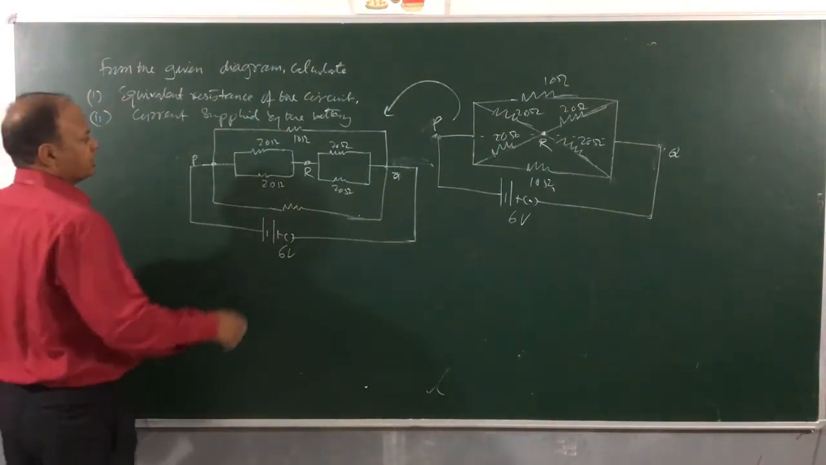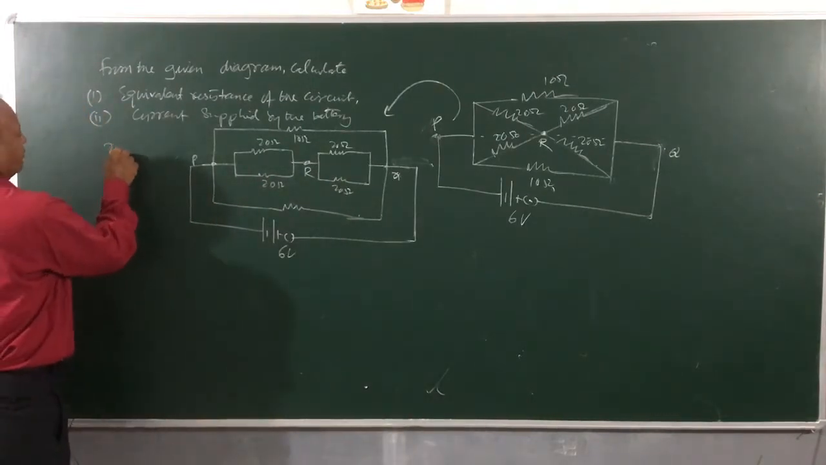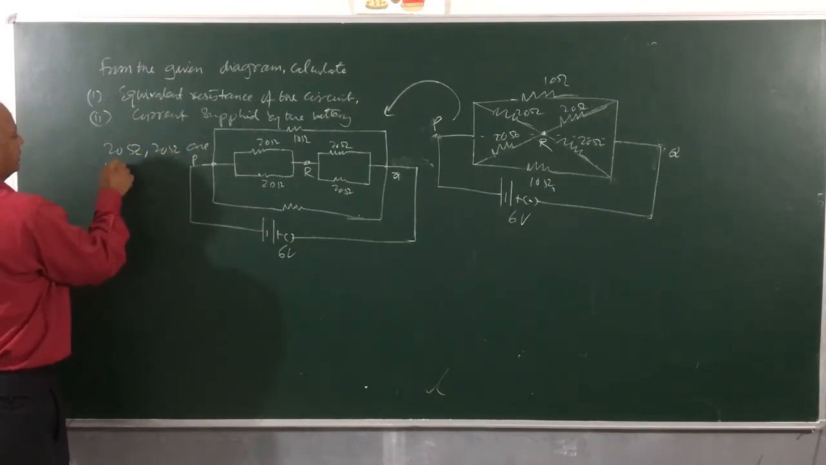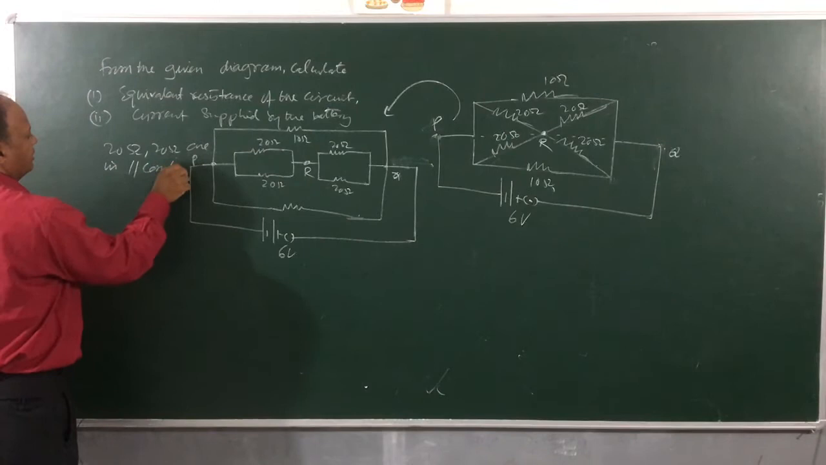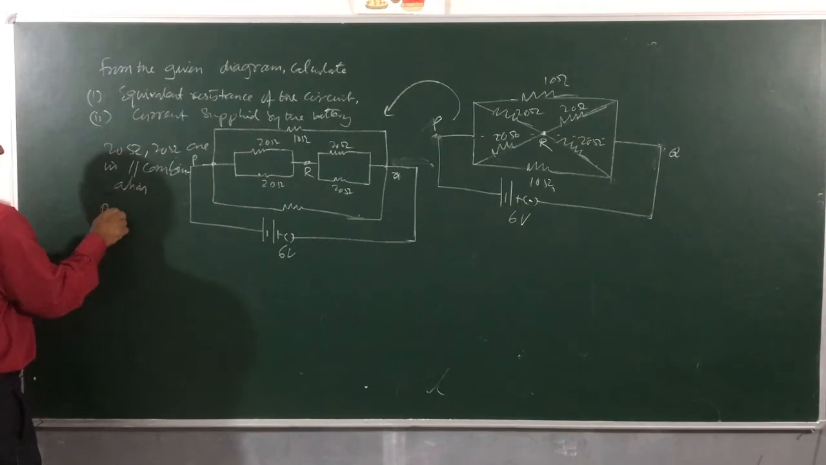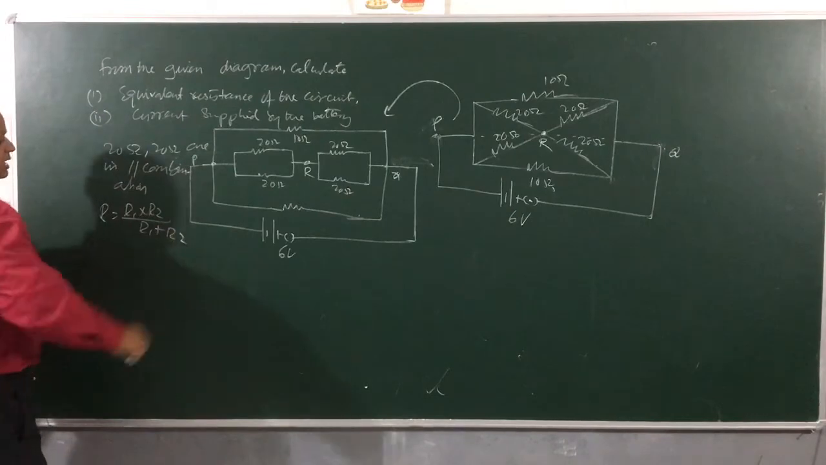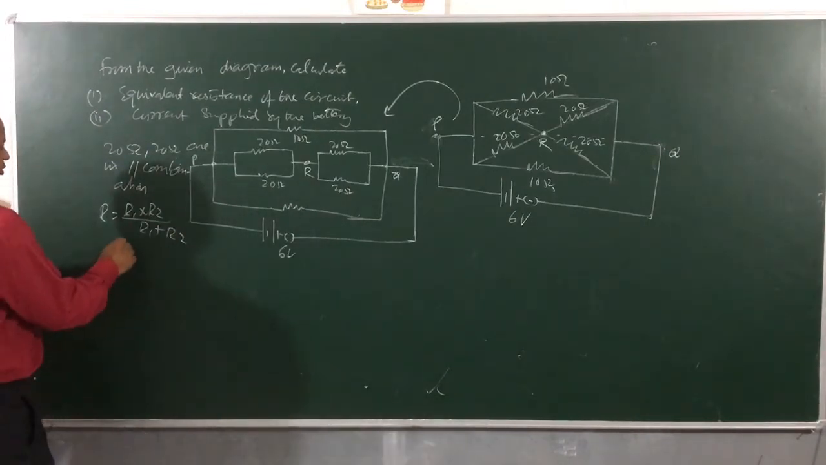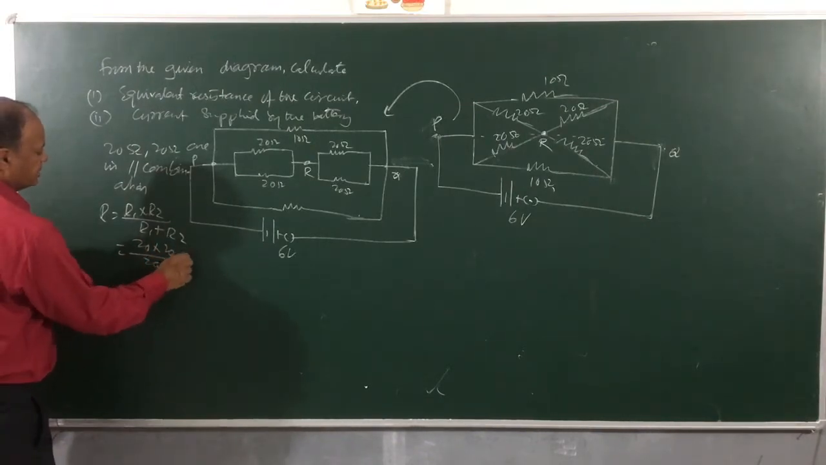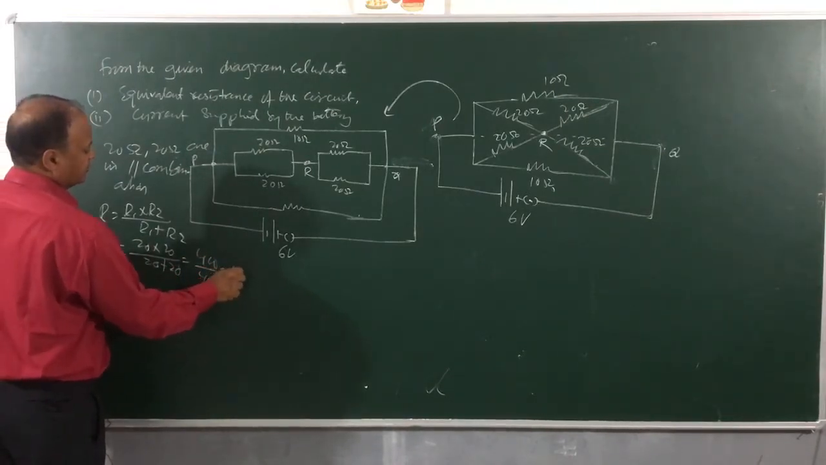So, you can see children that 20 ohm and 20 ohm, how are they connected? Parallel. 20 ohm are in parallel combination. So, what is the equivalent? R is equal to R1 into R2 divided by R1 plus R2. Clear? So, it will be 20 into 20 divided by 20 plus 20. So, this is 400 by 40, 10 ohm.